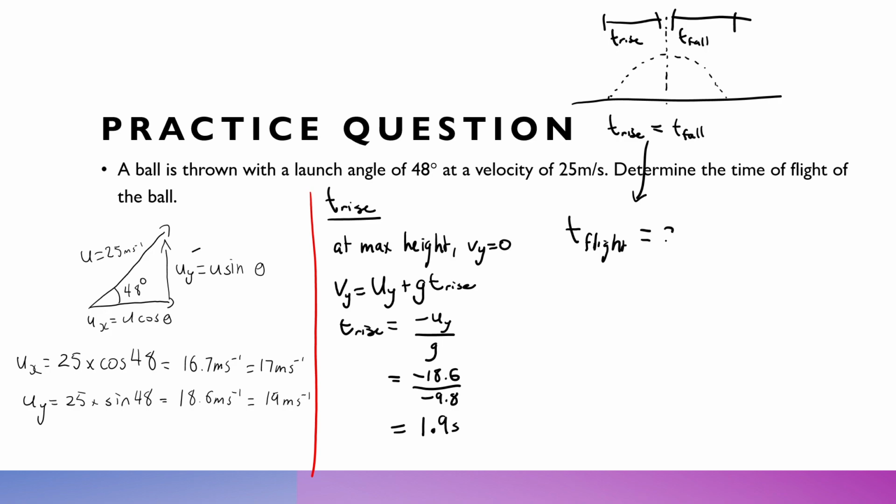is going to be equal to 2 times the time of the rise, which is equal to 2 times 1.9 seconds, which is approximately equal to 3.8 seconds. And there we go, we have our time of flight. This value is actually going to be really important for some of our other calculations to follow in this video.